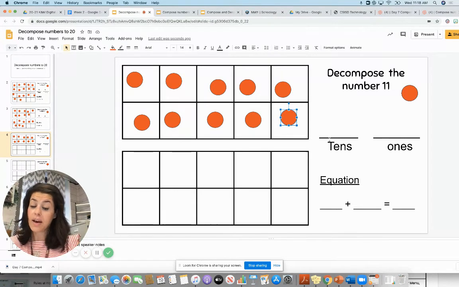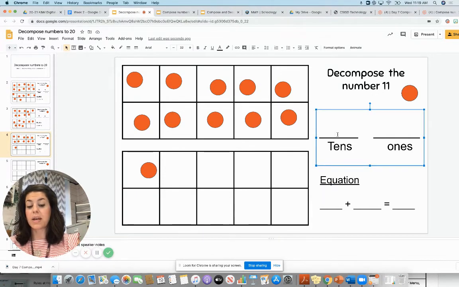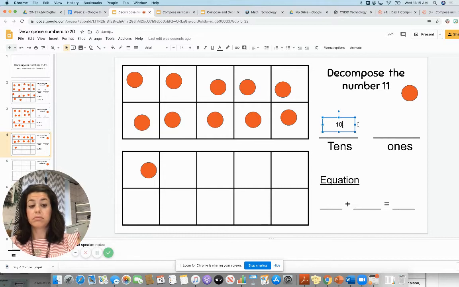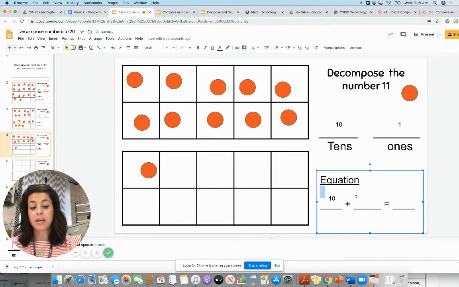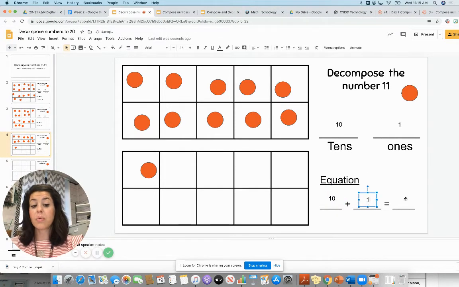And then how many do I have left? I have 1 more, so I'll put it in that second ten frame. So what did I use? I had 1 group of 10, and I had 1 left over. So let's put that with our numbers. So we had a 10, and we had 1 one. That gets us to 11. If I put it into an equation, I have 10 plus 1 gets me to 11.